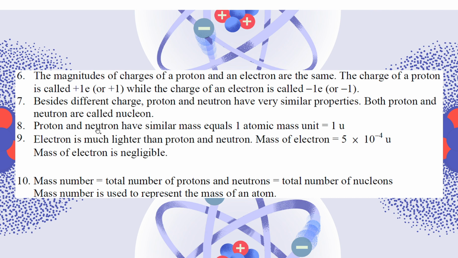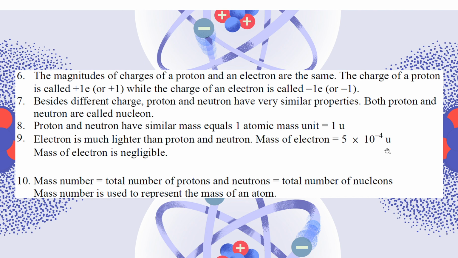The proton and neutron have very similar mass. They call it one atomic mass unit, 1 u. Actually it's 1.0 something, very close to each other. And then an electron is much lighter than the proton and neutron. The mass of an electron is 5 times 10 to the power negative 4 u. What's that? It means that about 2000 electrons have the mass of 1 proton.